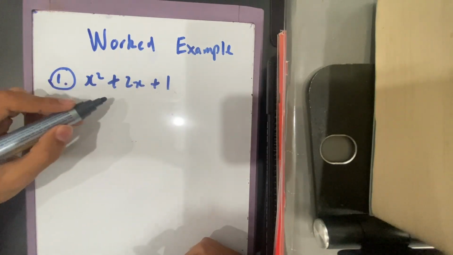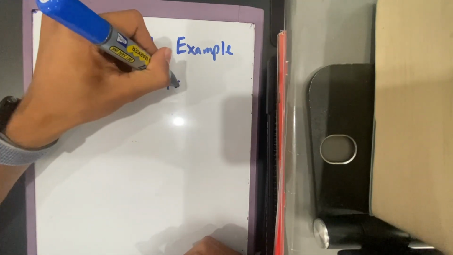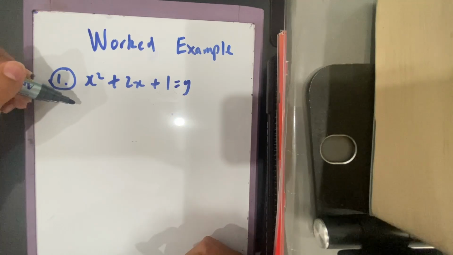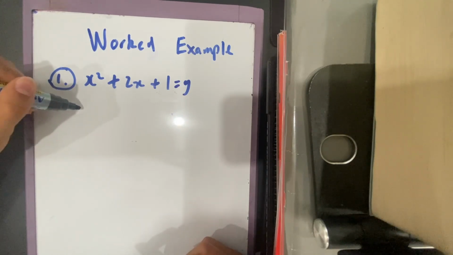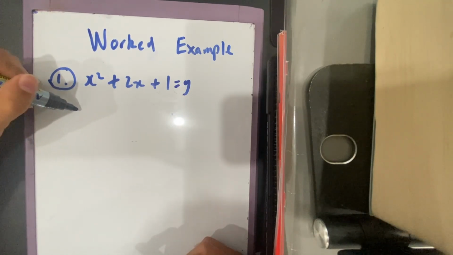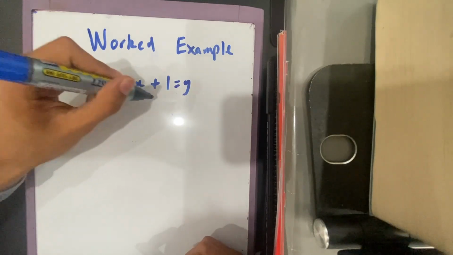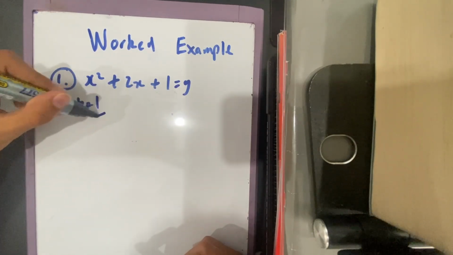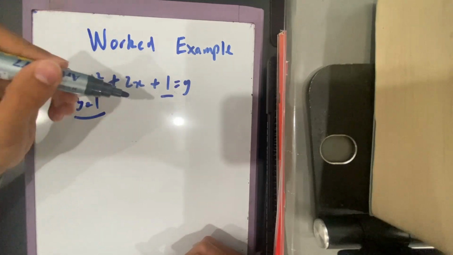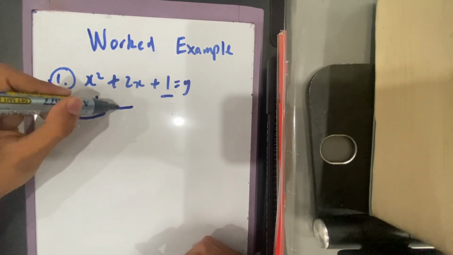So we'll start off simple here by sketching x squared plus 2x plus 1 equal to y. So the first thing was to find the y-intercept, or you can let x equal 0. So if you just let these equal 0, y equals 1, the same as our c value here. So this is our y-intercept.